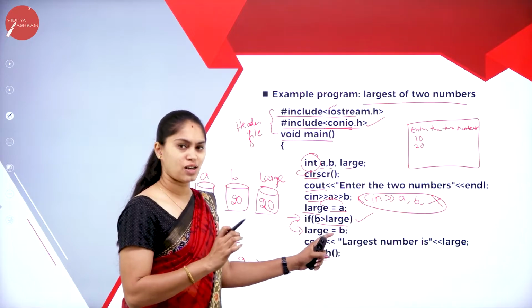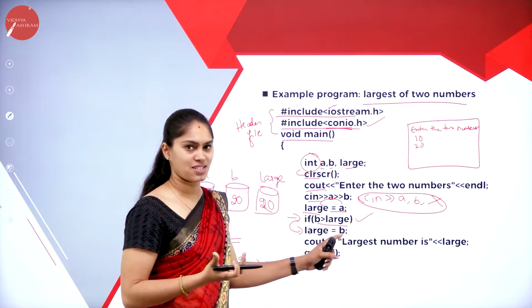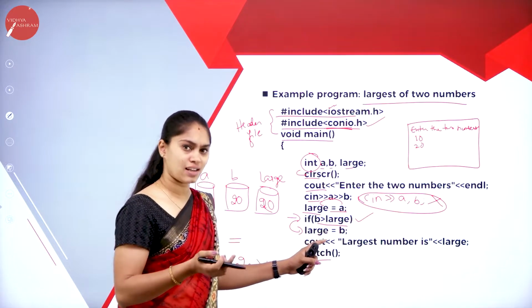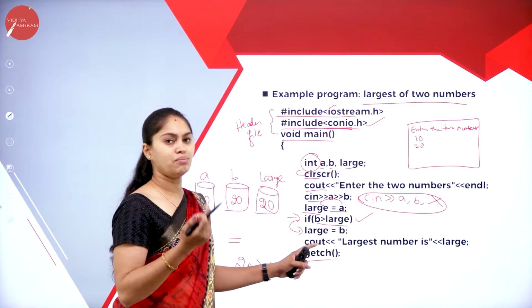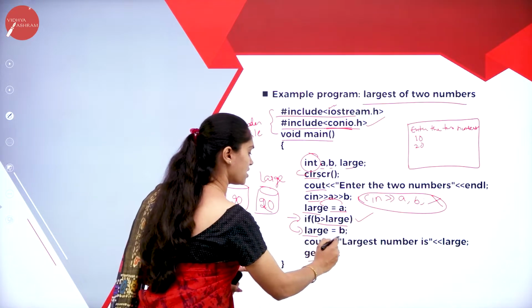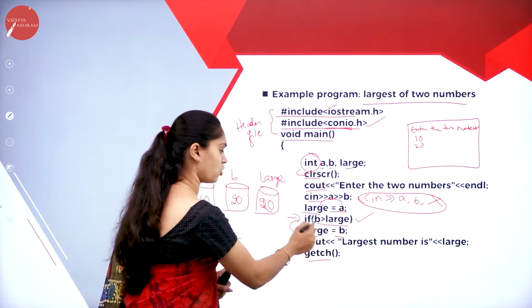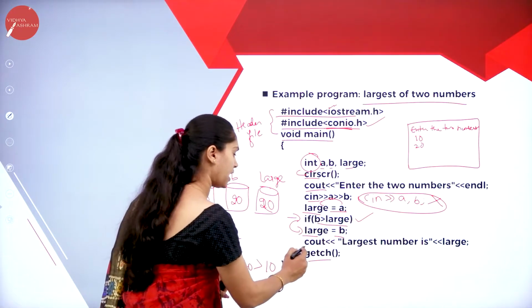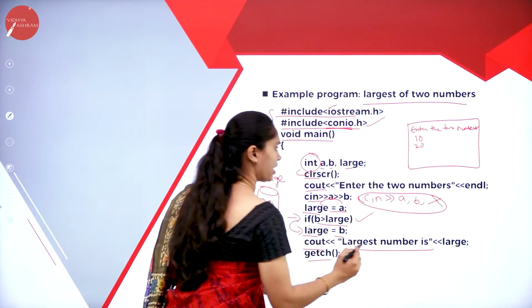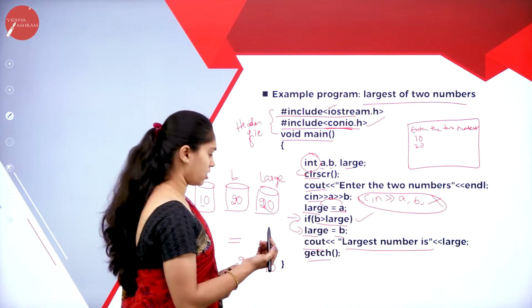If A is largest, then I am going to call that the largest. If the B value is larger than the largest, that is the A value, then B will be the largest one. So large is equal to B. The content of B is going to be stored in large. Next, the output: the largest number is. It is going to be displayed on the screen.